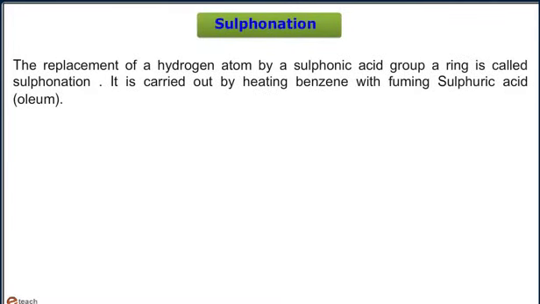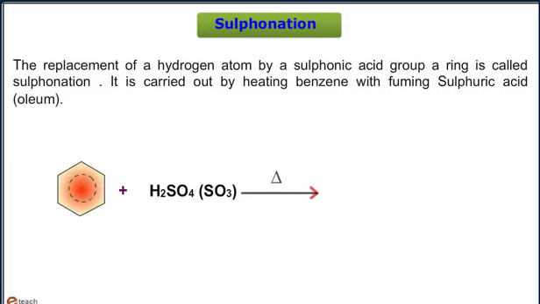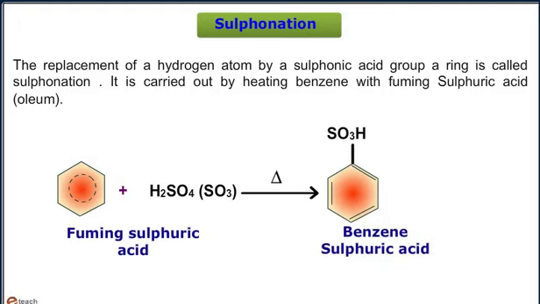Sulfonation. The replacement of a hydrogen atom by a sulfonic acid group in a ring is called sulfonation. It is carried out by heating benzene with fuming sulfuric acid, that is oleum. Consider the reaction C6H6 plus H2SO4 or SO3 on heating gives C6H5SO3H, that is benzene sulfonic acid, plus H2O.